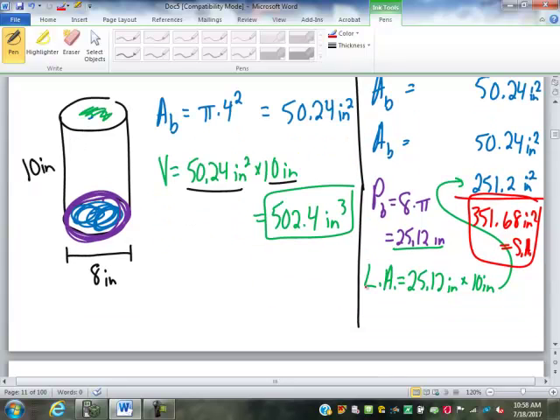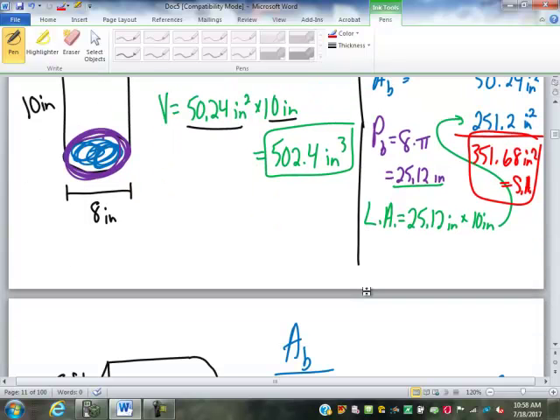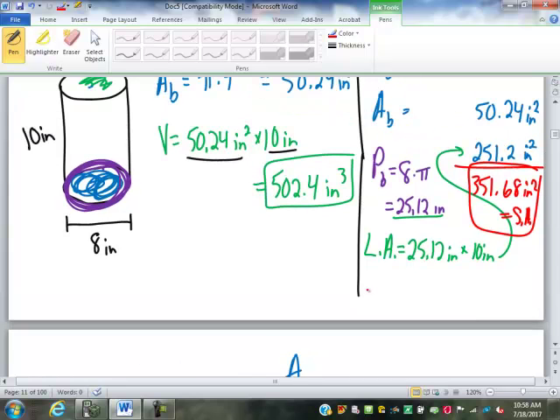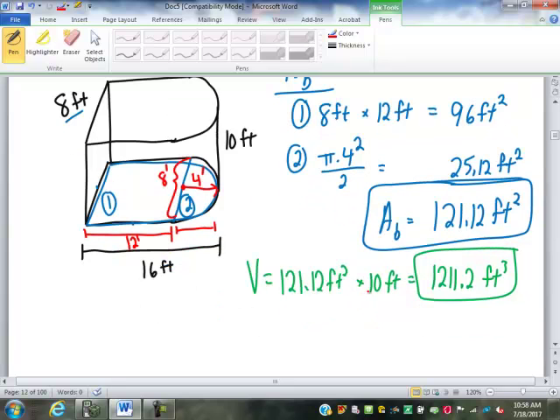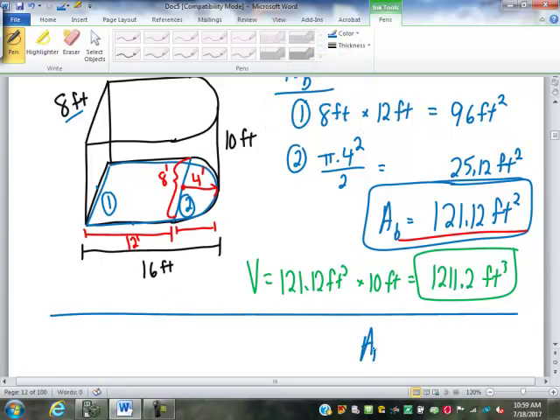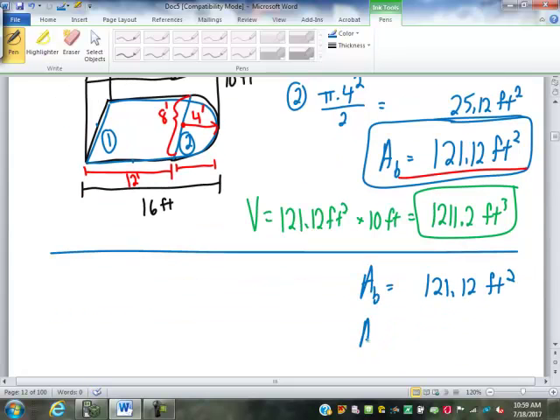Even in this little ugly monster we did down here, we've got the area of the base. So for surface area, the area of the base is 121.12 square feet. And of course the top is the same.